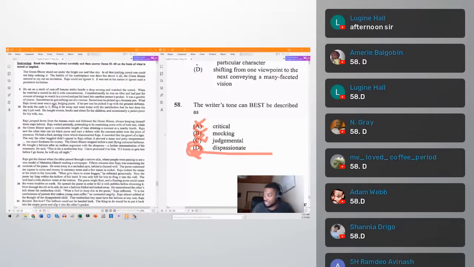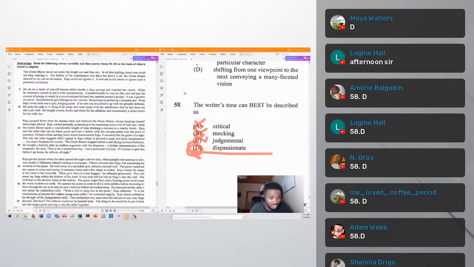The narrator is showing us basically this whole journey of Raju robbing the green blazer, and there is no emotion to suggest that we should feel sorry for the green blazer or feel sorry for Raju when he gets caught. The writer doesn't seem to be particularly happy about any of this, not taking sides, just reporting in a dispassionate way.